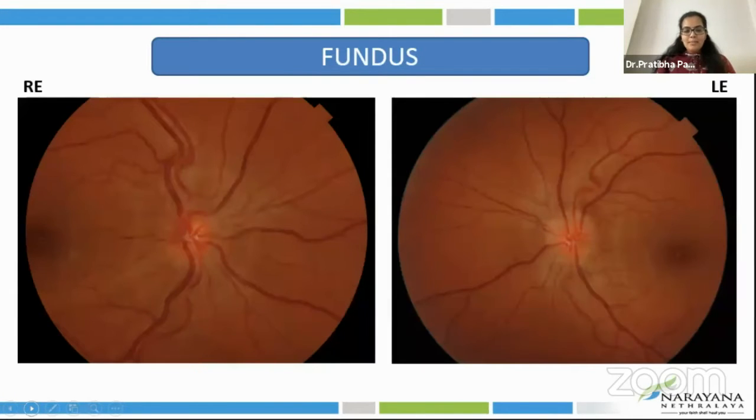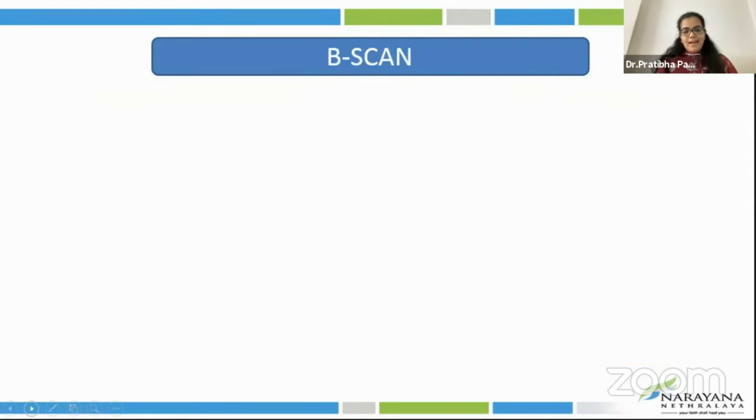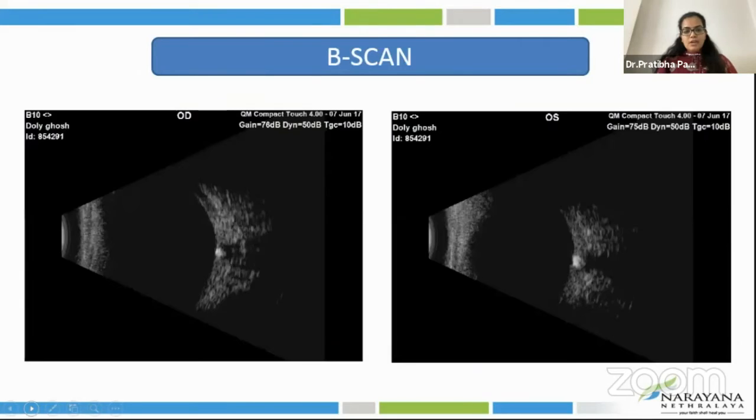So this is how the disc appeared. You can see here that the disc looks smaller, hyperemic with blurred margins, and it can be very confusing, especially when it is associated with the history of headache. So we did a B scan in this patient and it showed a hyperreflective structure. So this was a case of bilateral disc drusen.